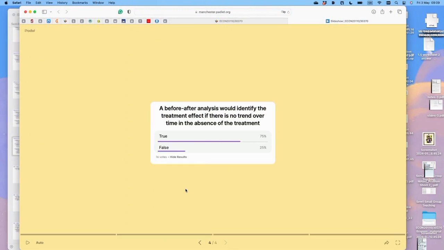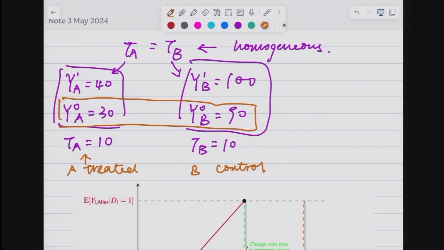Okay, this is indeed a true one, because the whole idea of why a before-after analysis might not work is that apart from the treatment, there could be something else that changed over time regardless. Therefore, a simple before-after analysis will not recover the treatment effect. And if we do want it to help us identify the treatment effect, basically we require there's no trend over time. So on Monday, we talked about the minimum wage, the effect of minimum wage on employment.